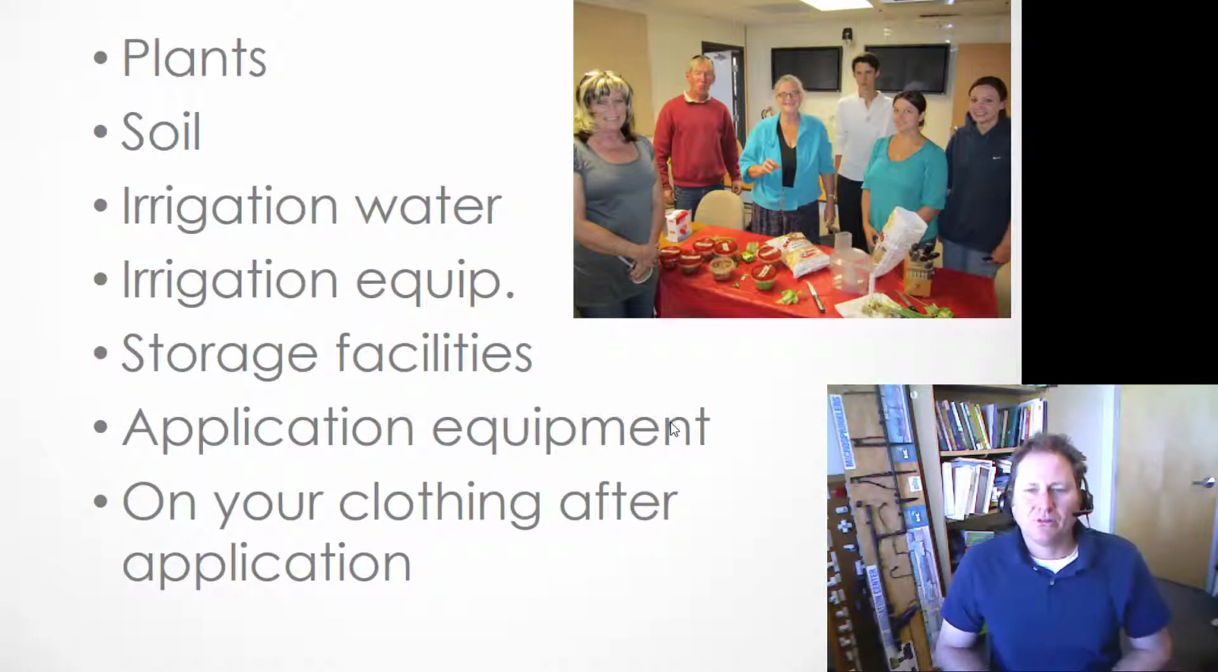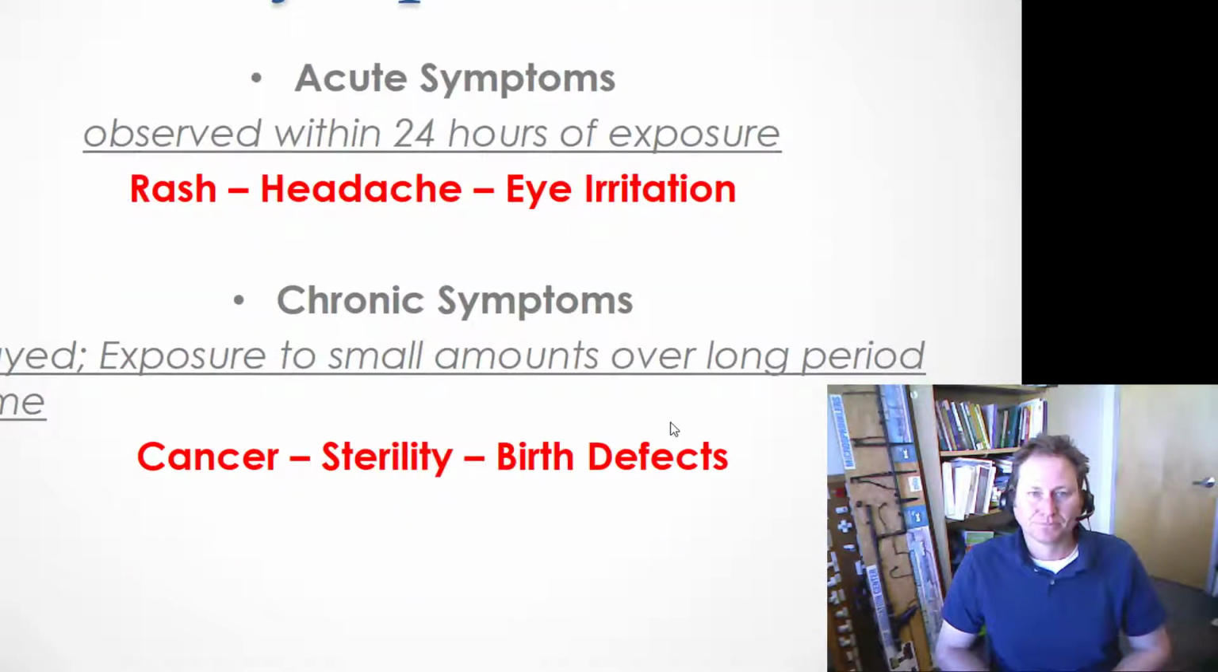So where can you find pesticides? So pesticides can remain on the plants, the soil, irrigation water, irrigation equipment, the storage facilities, the application equipment, or on your clothing after application. So these are all reasons you want to be careful regardless of the level of toxicity of that pesticide.